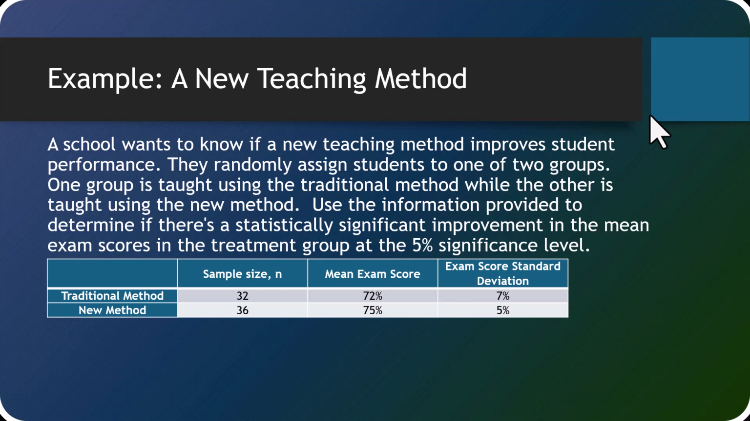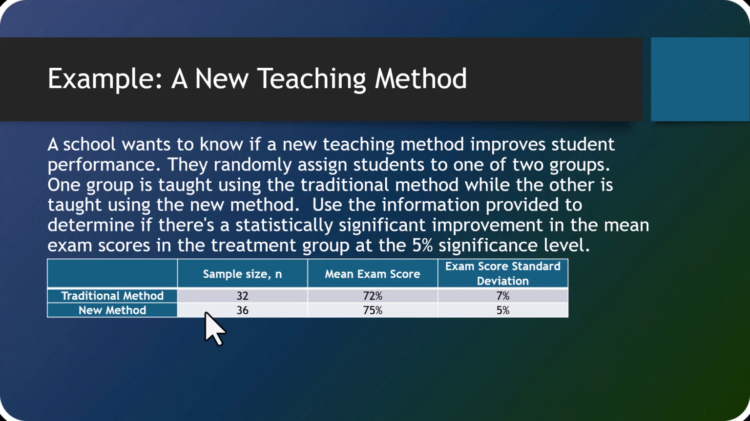Let's work an example. A school wants to know if a new teaching method improves student performance. They randomly assign students to one of two groups. One group is taught using the traditional method, while the other is taught using the new method. Use the information provided to determine if there's a statistically significant improvement in the mean exam scores in the treatment group at the 5% significance level.